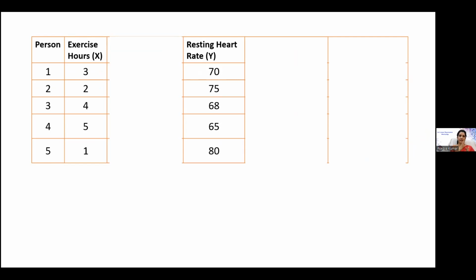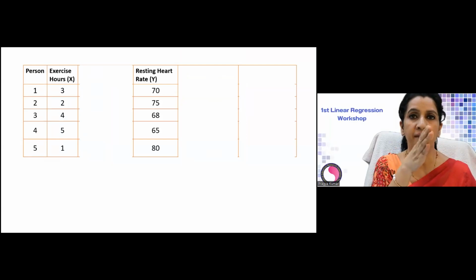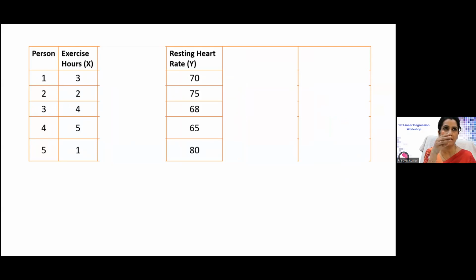For those of you who don't know, I'm explaining for them. In all these correlations, you have a scatter plot. In that scatter plot, you keep something on the x-axis and something on the y-axis. The predictor variable is always kept on the x-axis and the outcome variable is always on the y-axis. So exercise hours per week is kept on the x-axis and resting heart rate is kept on the y-axis.